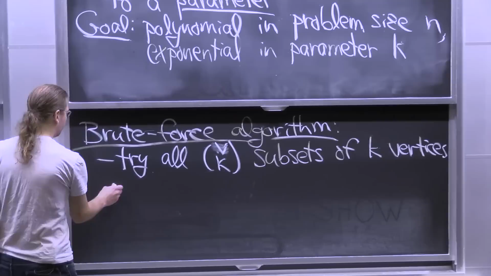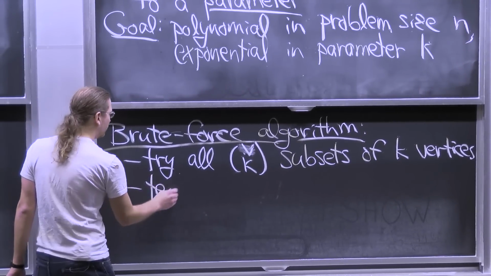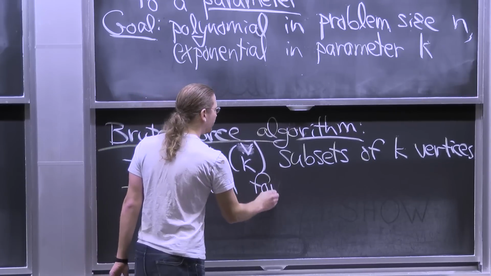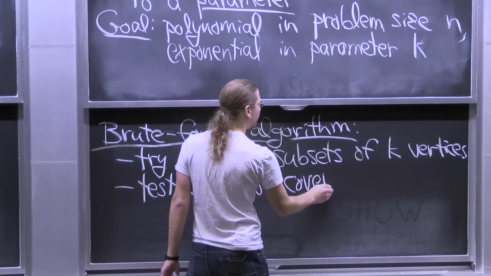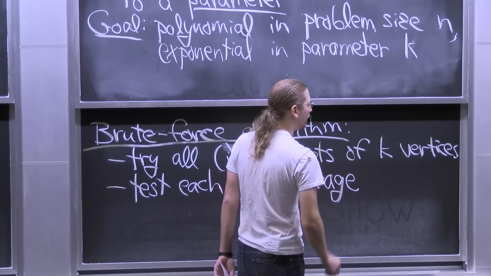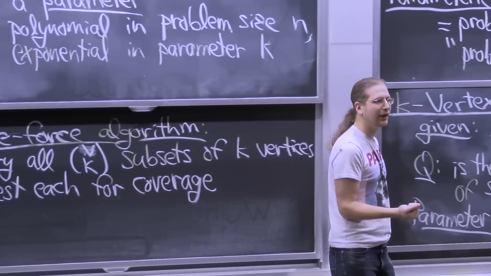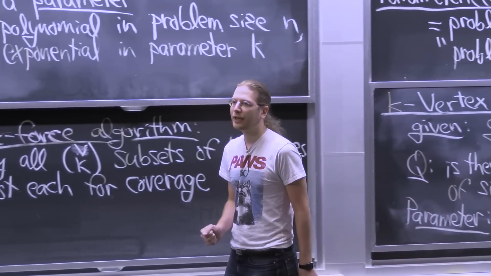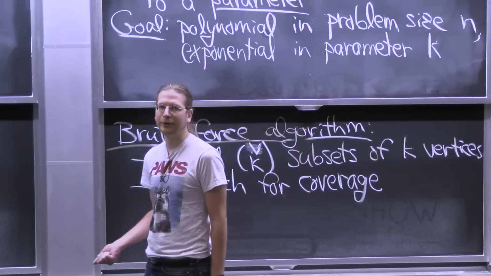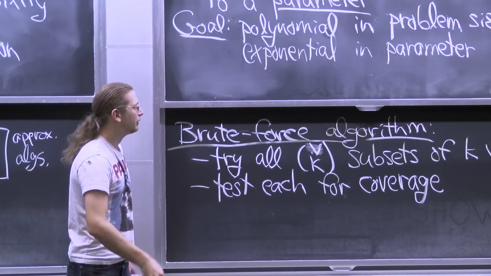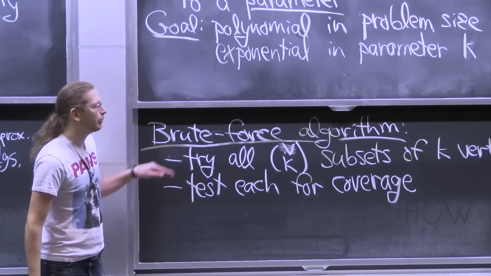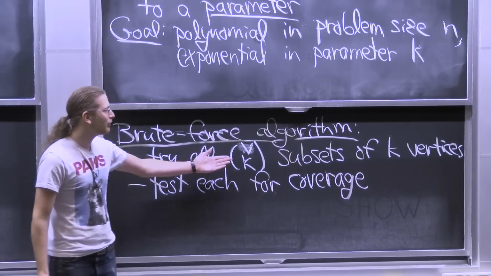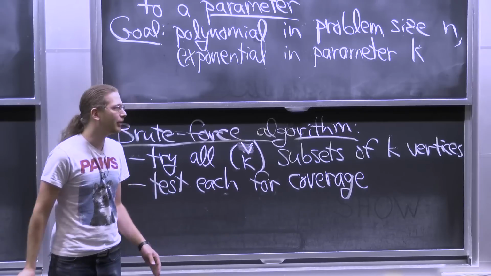Okay, so test each of those choices for coverage. That just means we loop over every vertex in our set, and we mark all of the incident edges as covered. And then we go through all the edges and see whether everyone got marked covered. If not, we reset and try the next subset. Okay, this is like a not smart dynamic program. You just guess what the subset is and see if it covers.